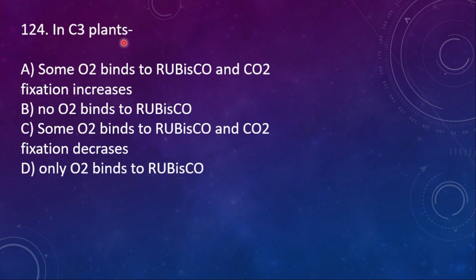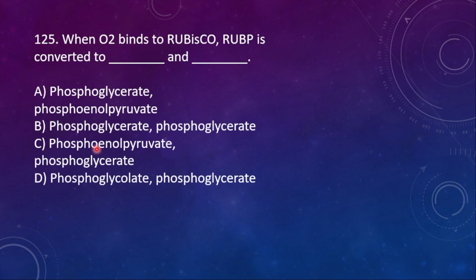124. In C3 plants, option A, some O2 binds to Rubisco and O2 fixation increases. B. No O2 binds to Rubisco. C. Some O2 binds to Rubisco and CO2 fixation decreases. And D. Only O2 binds to Rubisco. Here the right option is option C. Due to the binding of O2, Rubisco affinity towards CO2 will decrease. Fixation will decrease.